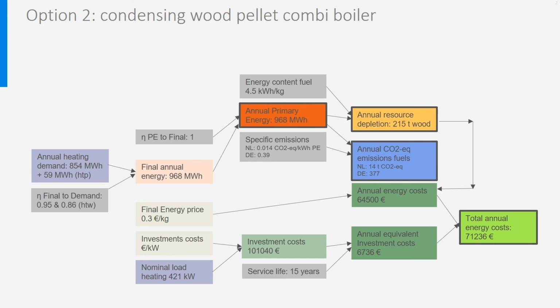71,236 euro. So, to conclude, with this condensing wood pellet combi boiler, the building has a primary energy consumption of 968 megawatt-hour, emits 14 to 377 tons CO2 yearly, depending on the choices made by the government, and the annual energy costs are a bit more than 71,236 euros. Be aware that we did not consider investments in storage space for the wood pellets.